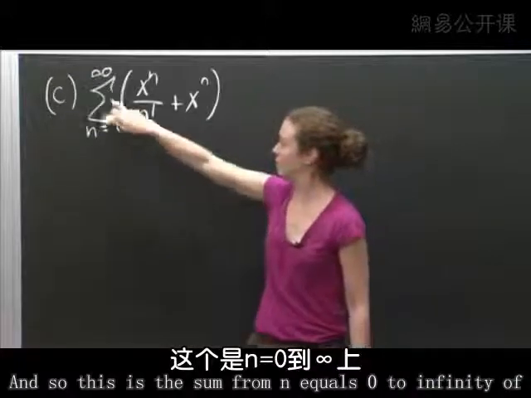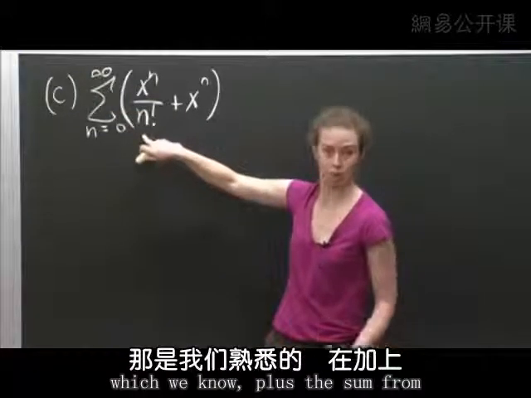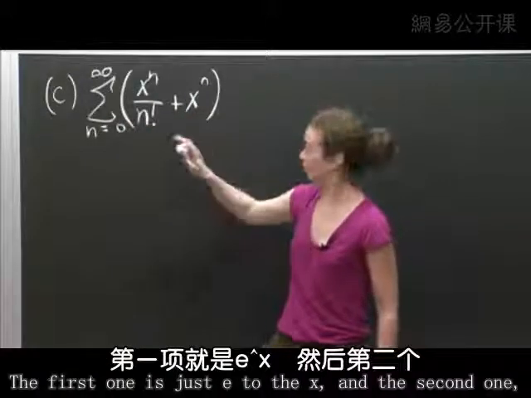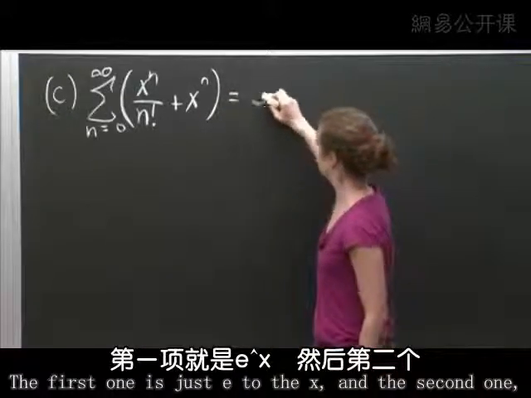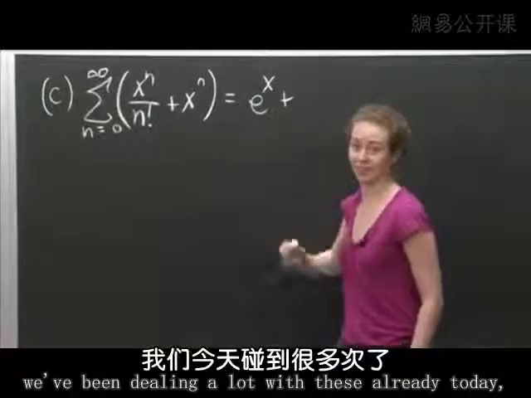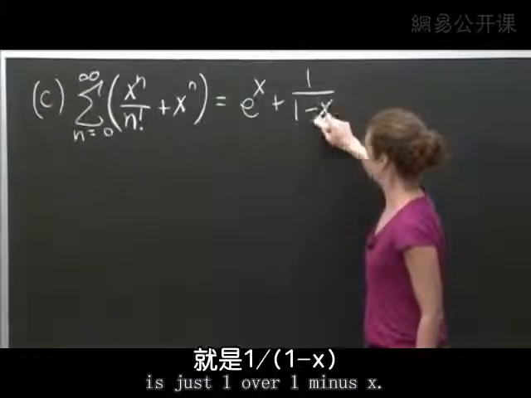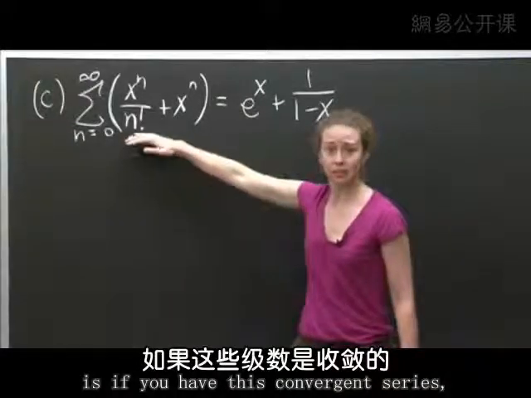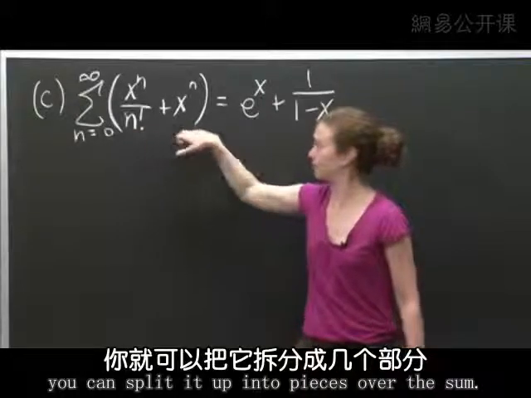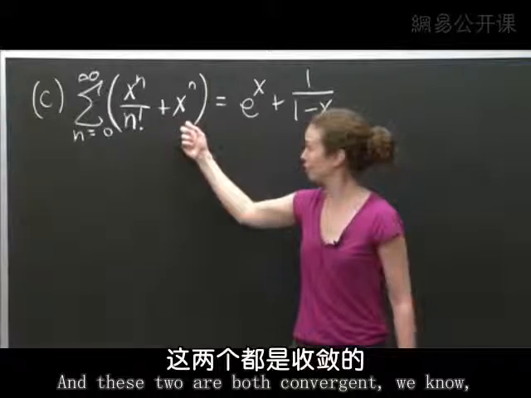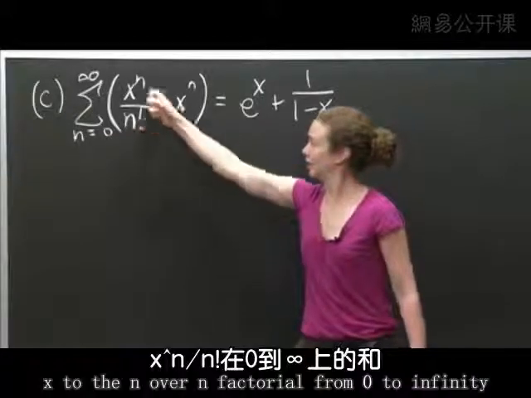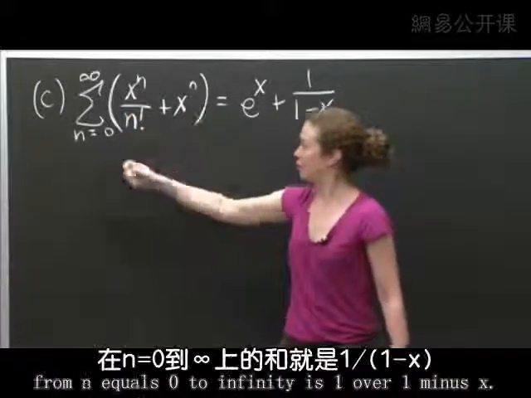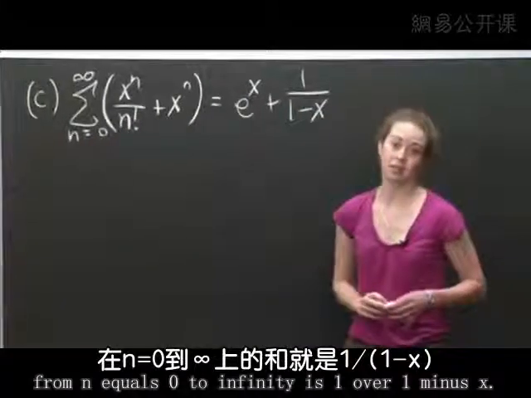And so this is the sum from n equals 0 to infinity of x to the n over n factorial, which we know, plus the sum from n equals 0 to infinity of x to the n, which we know. The first one is just e to the x, and the second one, we've been dealing a lot with these already today, is just 1 over 1 minus x. So the point I want to make is if you have this convergent series, you can split it up into its two pieces over the sum, and these two are both convergent, we know separately, and so we can write what they are. X to the n over n factorial from 0 to infinity is e to the x. X to the n from n equals 0 to infinity is 1 over 1 minus x.